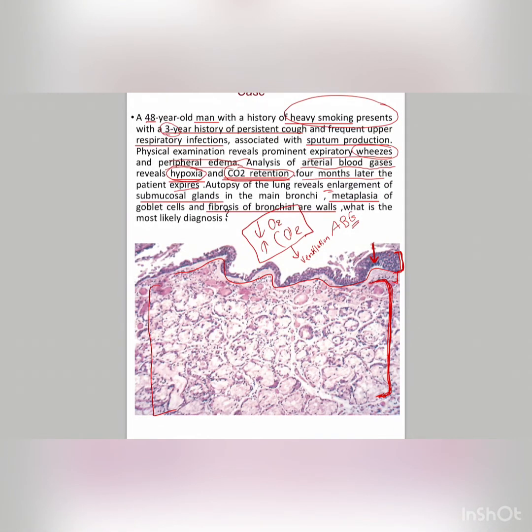The most likely diagnosis: from the history we have chronic productive cough for 3 years and susceptibility to respiratory tract infection, and the risk factor for chronic obstructive pulmonary disease, which is smoking. In the examination we have expiratory wheeze and evidence of obstructive pulmonary disease. Arterial blood gases reveal hypoxia and hypercapnia. Most specific or significant is the microscopic examination, which reveals enlargement of submucosal glands. So the most likely diagnosis for this patient's condition is chronic bronchitis.